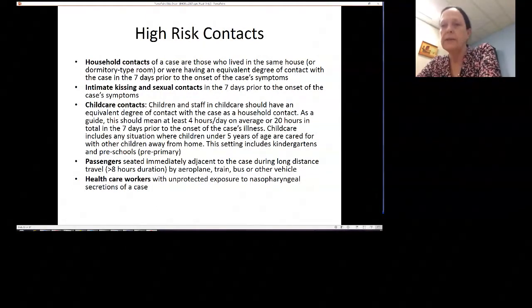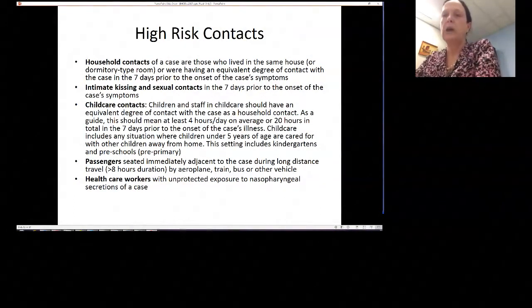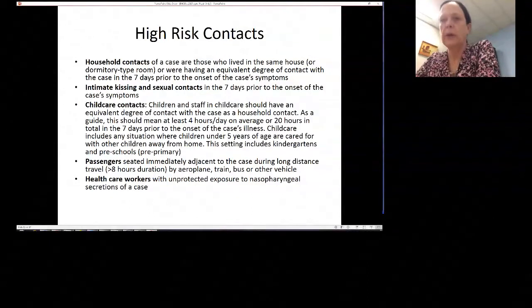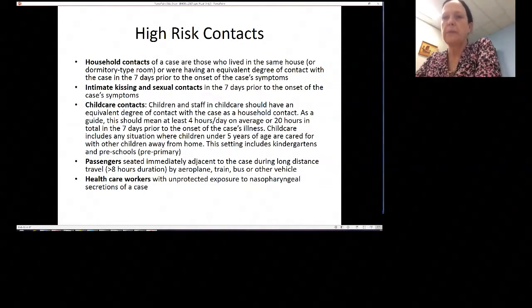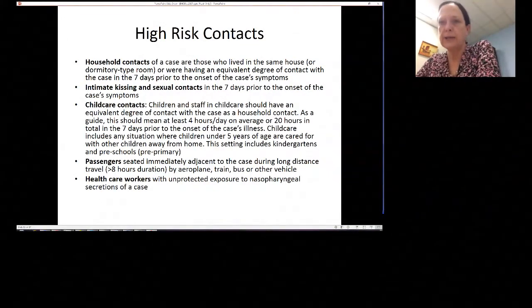Now, childcare contacts. This has changed when the guidelines were updated earlier this year or last year. It's children and staff in the same childcare group that have an equivalent degree of contact with the case as a household contact. Basically this is said to be around 20 hours in the 7 days prior to the case's illness, and usually at least 4 hours a day for 5 days, or approximately 2 days of full-day childcare. If so, all the children in that care group would be considered high-risk contacts.